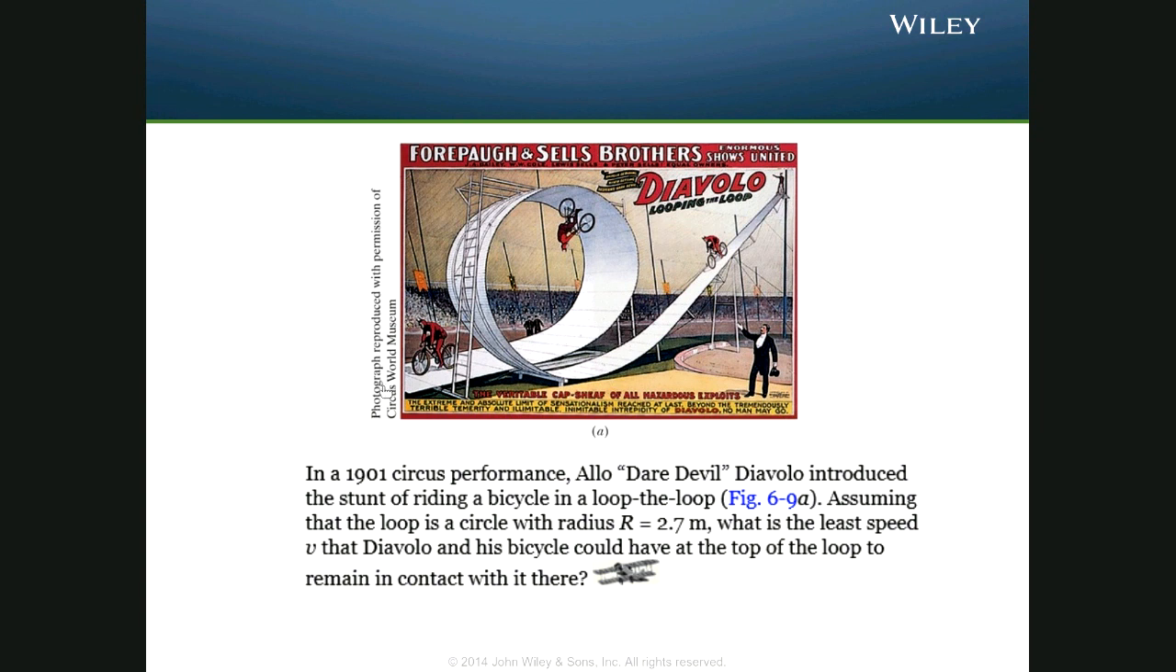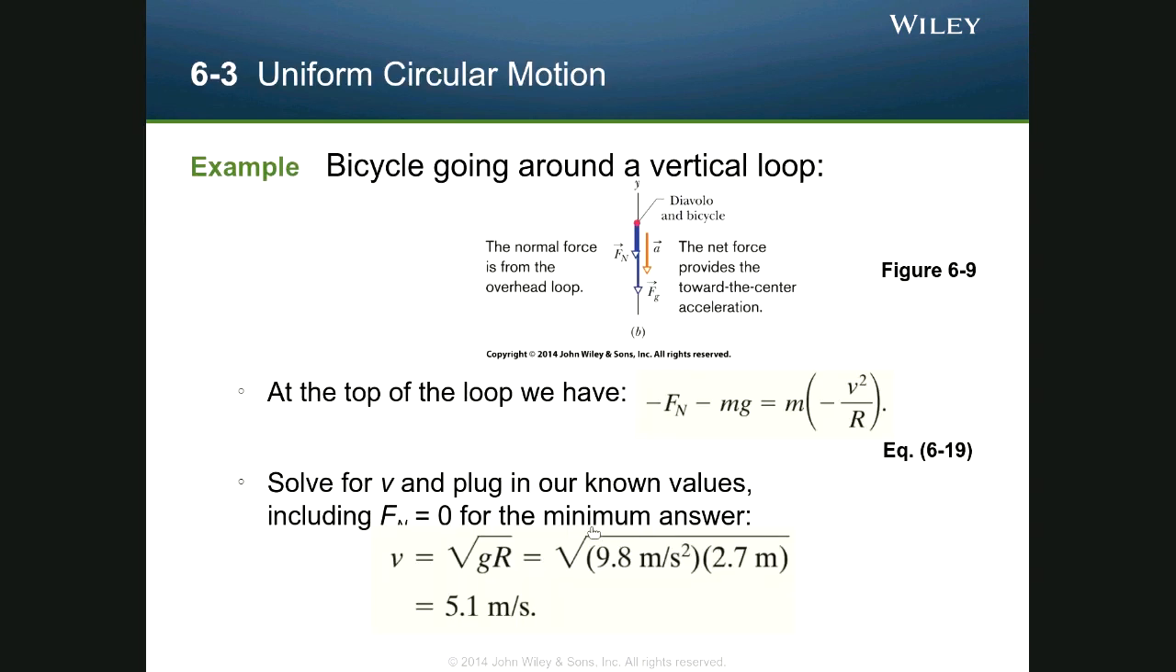Yes, Fn is only 0 at the top of the loop, right? But again, we have that question. So at that point, we can cross this out. So I'll do that again. Crossing out things is fun. We can cross that out, and then we solve for v, which is where this expression comes from. Okay? And you just plug in the given radius. You know g, and you get 5.1 meters per second.